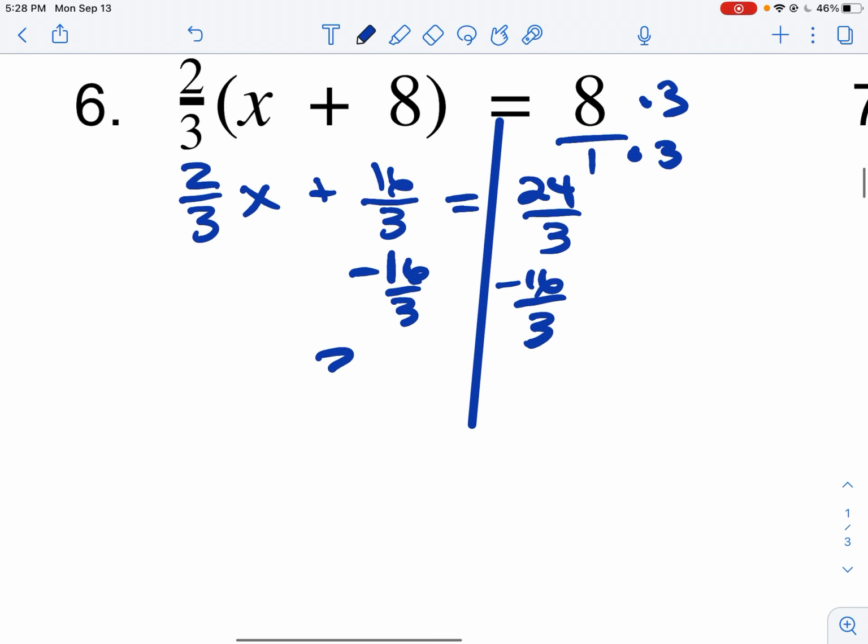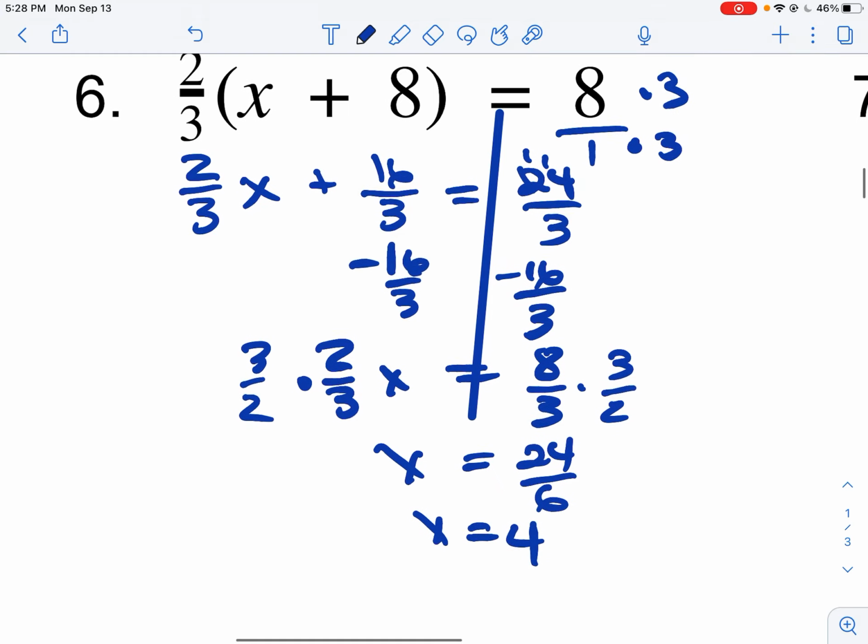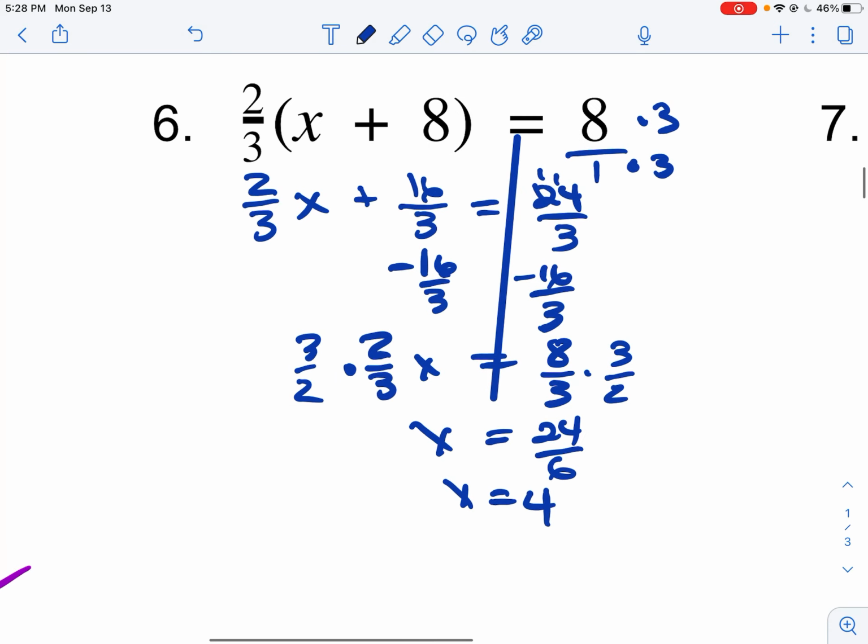So I'm going to subtract 16/3 from both sides. When I get that, I get 2/3 x equals 24 minus 16. If I borrow, that's going to get me an 8/3. I multiply by the reciprocal, so 3 over 2, and I get x equals 24 over 6, so x equals 4.